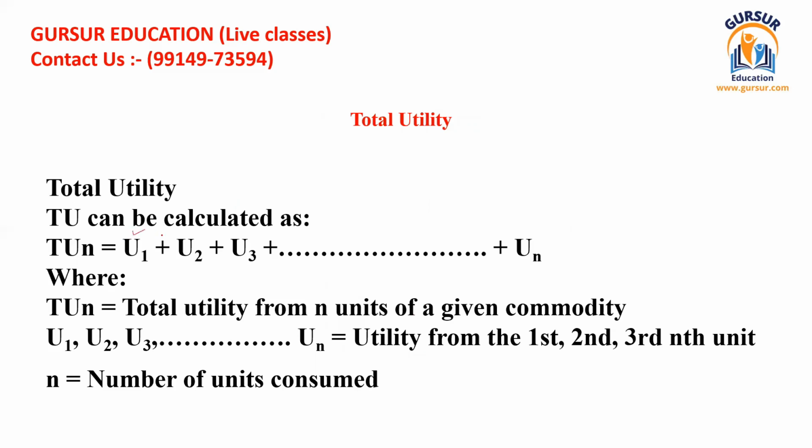So this is unit 1, meaning slice 1, this is unit 2, unit 3, and so on till unit n, and it can be anything. You can be satisfied with only 2 slices, maybe you are satisfied by 10 slices, 15 slices, or 20 slices. So this is total utility. TU stands for total utility, and U1, U2, U3, or Un stand for the different units of the commodity. So that is all about total utility. Now we move further.